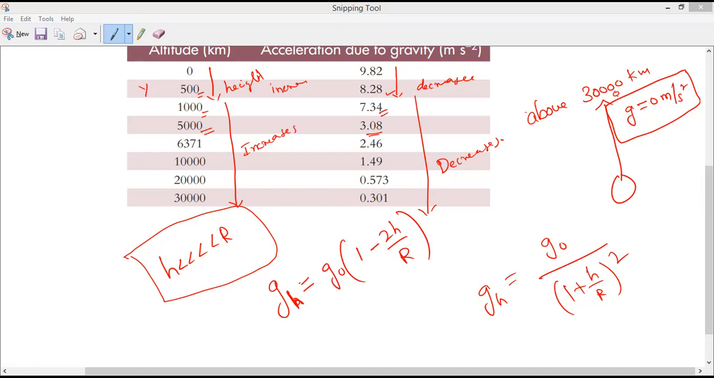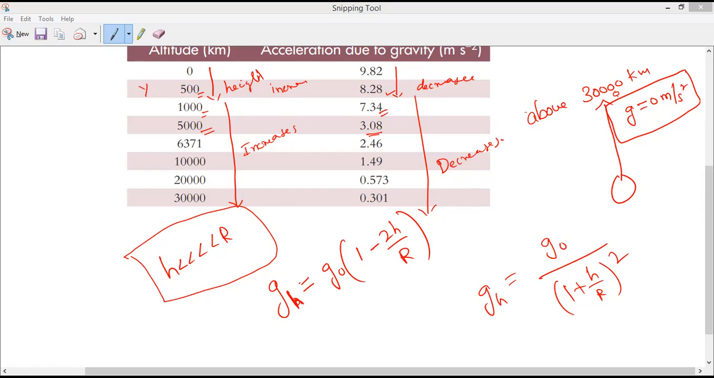Next, second one, depth. What is the second factor, everybody? Depth. Okay. Now let us see that.